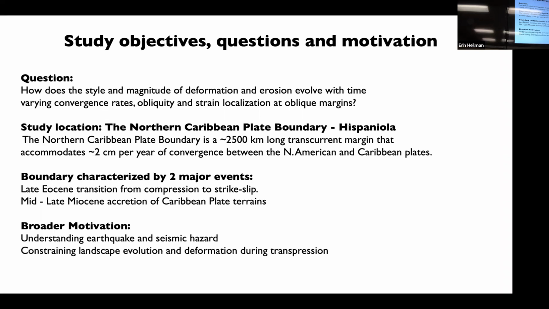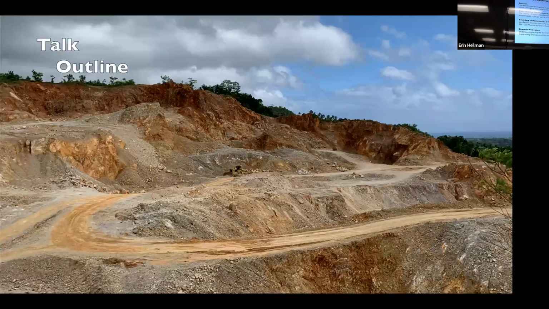And why are we interested in this? What motivates this talk is that it helps us understand earthquake and seismic hazard in Hispaniola. This is an active plate boundary, and there are many destructive historical earthquakes. And from more of a philosophical perspective, it helps us understand how landscapes evolve through geologic time, and how we can expect landscapes to evolve in the future.